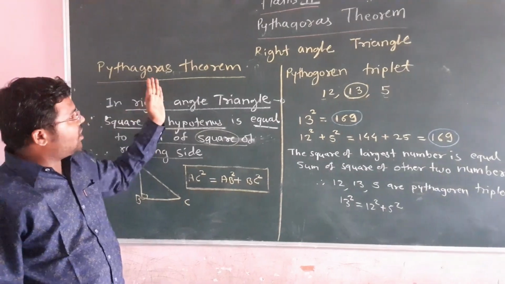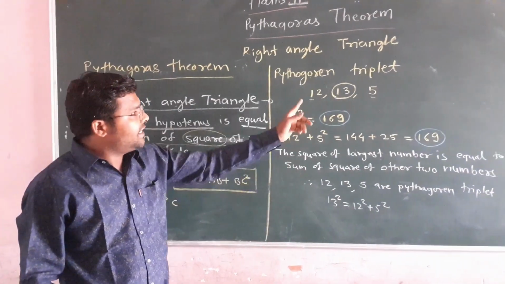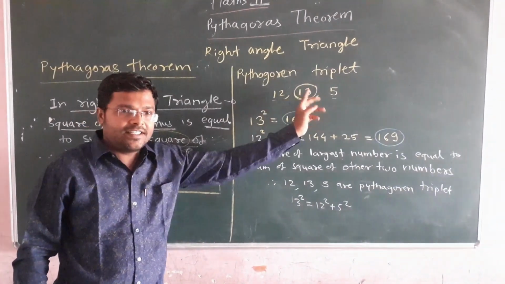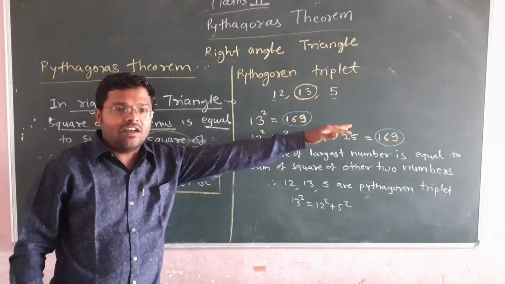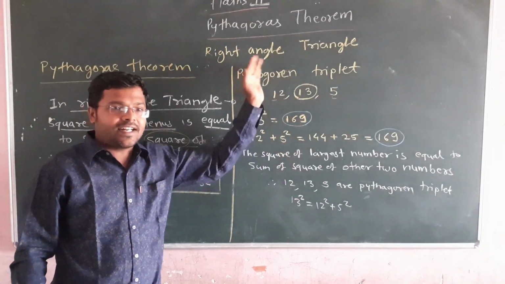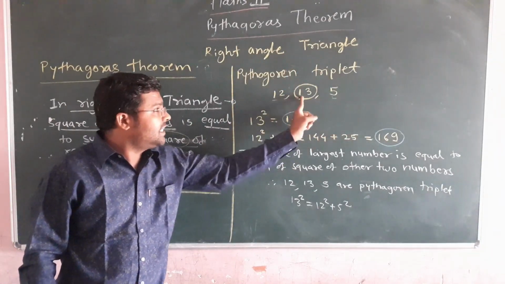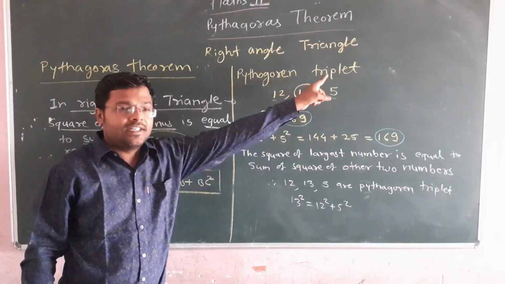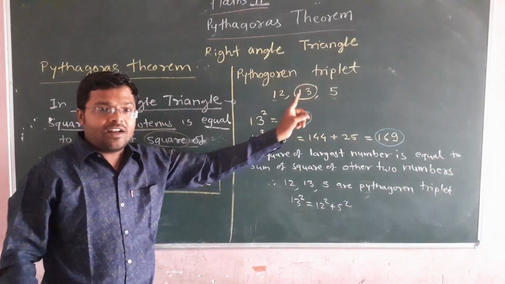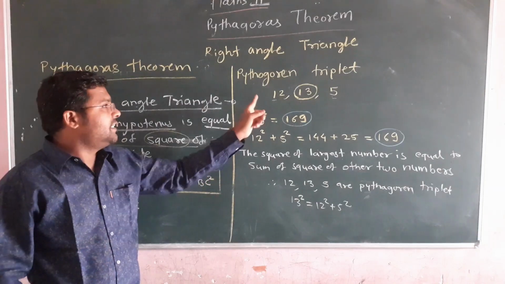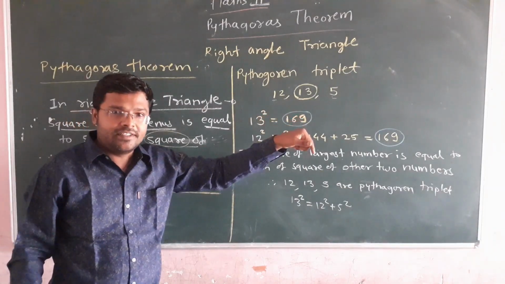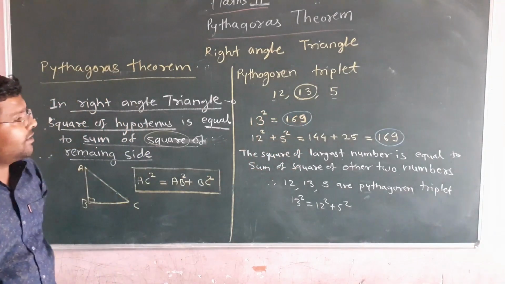Using the Pythagoras theorem, we can say, if three sides are given, whether it is a right angle or not. If it is a right angle, that means these three numbers are a Pythagorean triplet. If there is no right angle, that means it is not a Pythagorean triplet. Okay, look at the diagram.